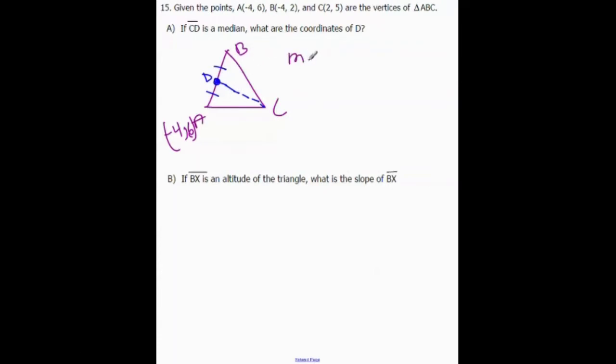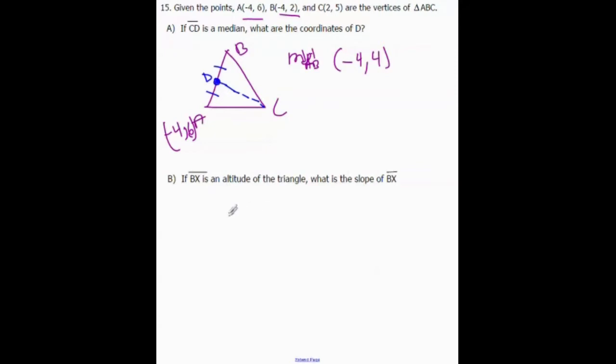So we're going to find the midpoint of AB, and we're just going to take our A and our B and add them together. -4 plus -4 is -8, divided by 2 is -4. We kind of knew that because it was a horizontal line. Vertical line. So 6 plus 2 is 8, and divided by 2 is 4.